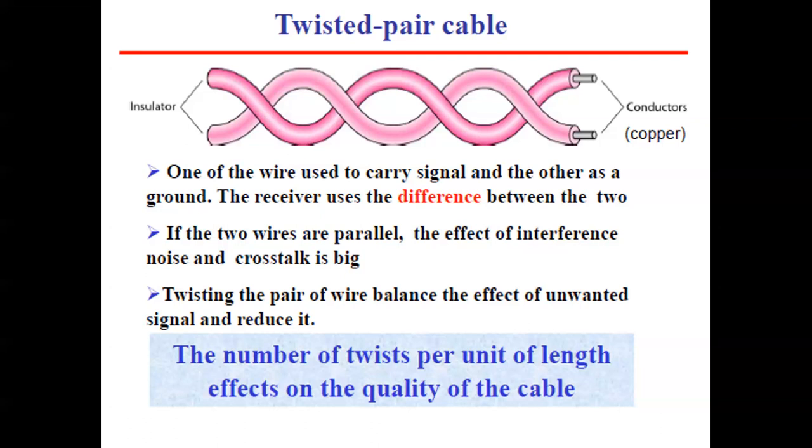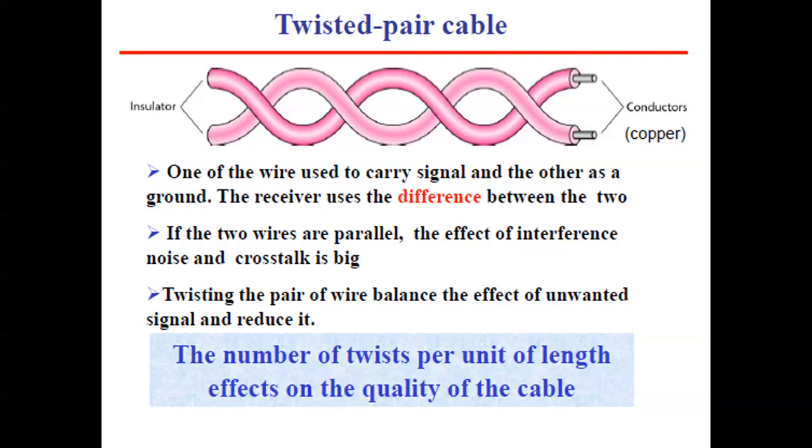Each cable has an insulator, a plastic cover, and inside that is the copper, the conductors. One of the wires is used to carry the signal, and the other provides the grounding. The receiver uses the difference between the two.